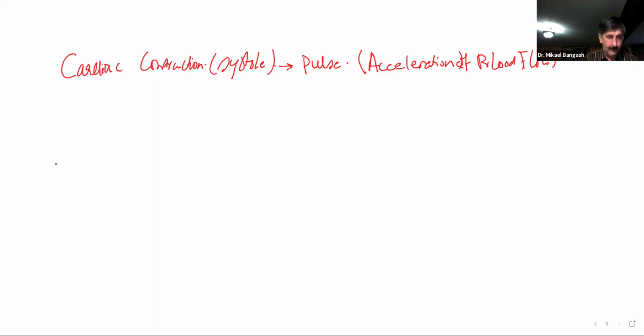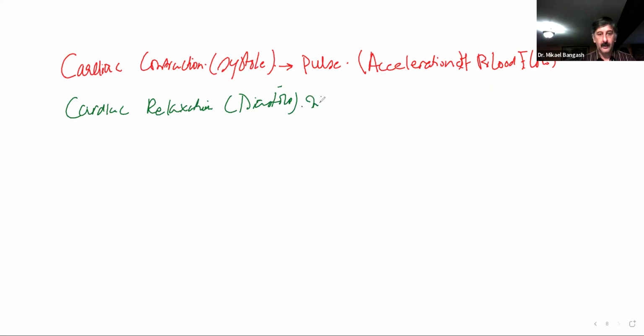Whereas, on the other hand, we can say cardiac relaxation, which we call diastole. That's going to be in between two pulses, and that's what we can call deceleration of blood flow.